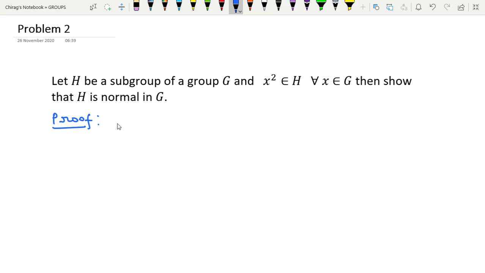See, here x square belongs to H means what? This implies x into x belongs to H. Here dot means the binary operation of G. So instead of writing star, we usually write dot, right? So this is nothing but x star x belongs to H, which we denote by x square. That's all.